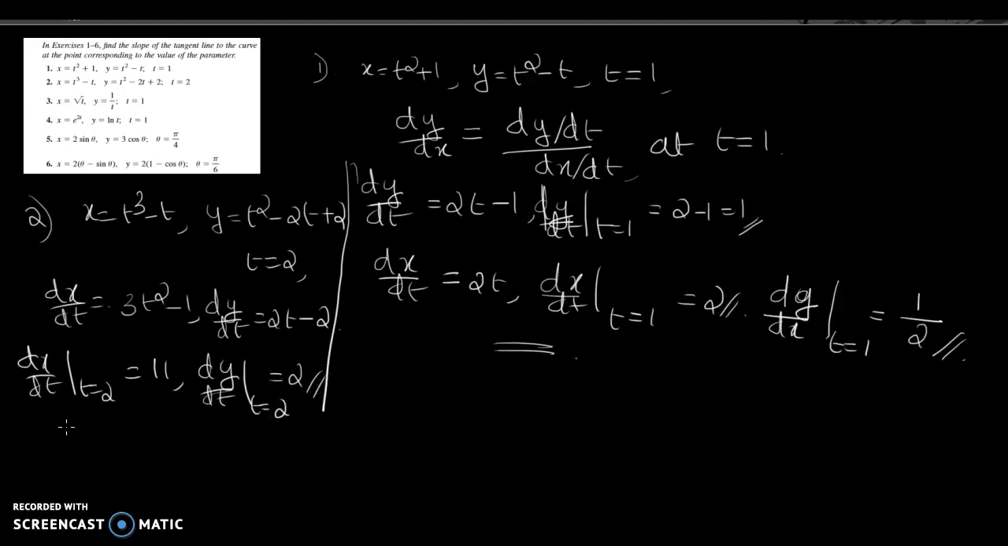So what will be the slope? Dy by dx equals dy by dt divided by dx by dt, that is 2 divided by 11 at the point t equal to 2. Is it correct or not? We can check that. This is 3t squared minus 1, this is 2t minus 2. Yes, it's correct. At t equal to 2, dx by dt is 4 into 3, 12 minus 1, 11. Here, 2 into 2, 4 minus 2, equal to 2. So this is 2 divided by 11.